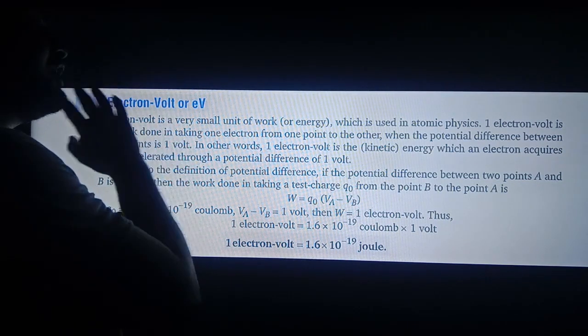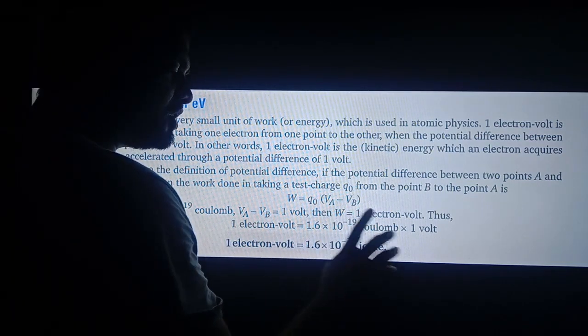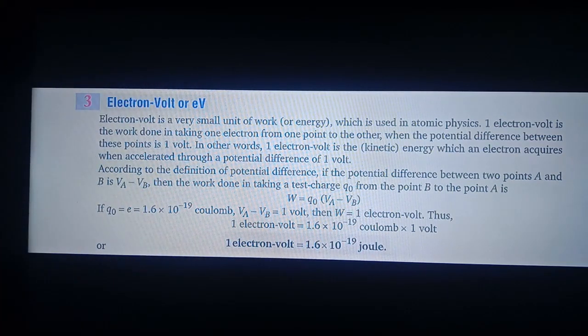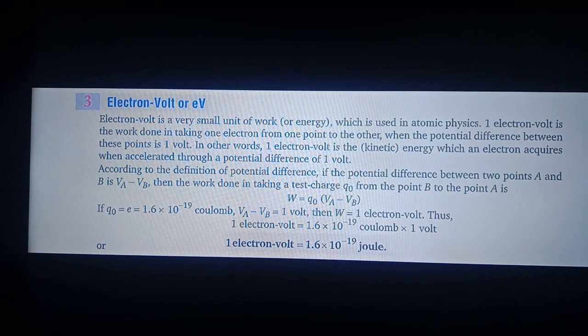Write the heading electron volt and write only this part. 1 electron volt is equal to 1.6 into 10 raised to power minus 19 joule. Or 1 joule is equal to 1 upon 1.6 into 10 raised to power minus 19 electron volt. Learn this conversion. It is essential for your numerical.